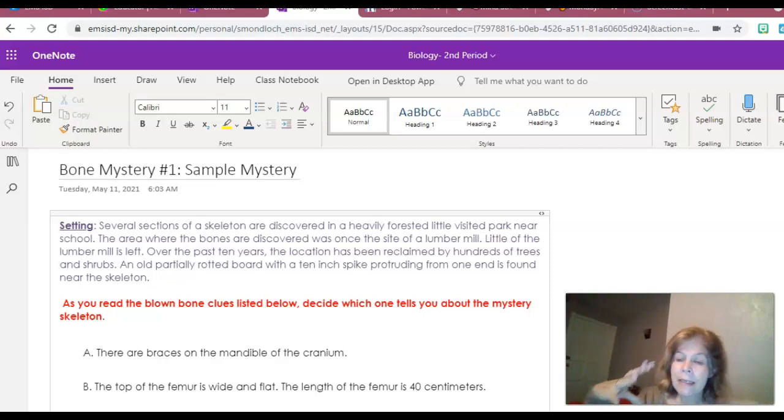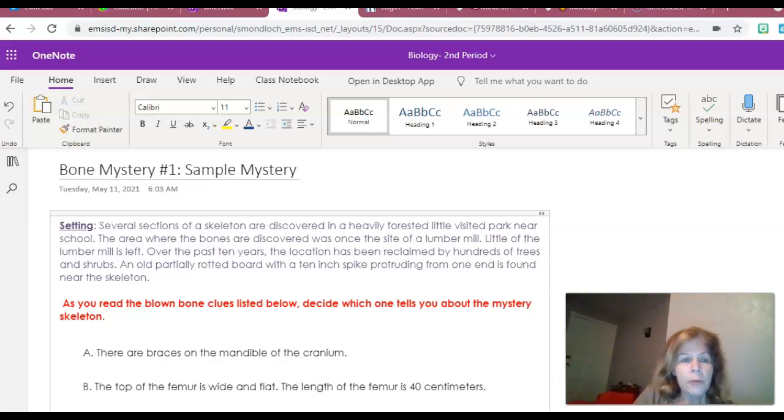So you'll be presented with scenarios of a site of someone dying. And it'll give you the setting and clues. And from those clues, you need to figure out the age, possible scenarios, time of death, and things like that. And then develop a safety tip so no one else dies in this way.